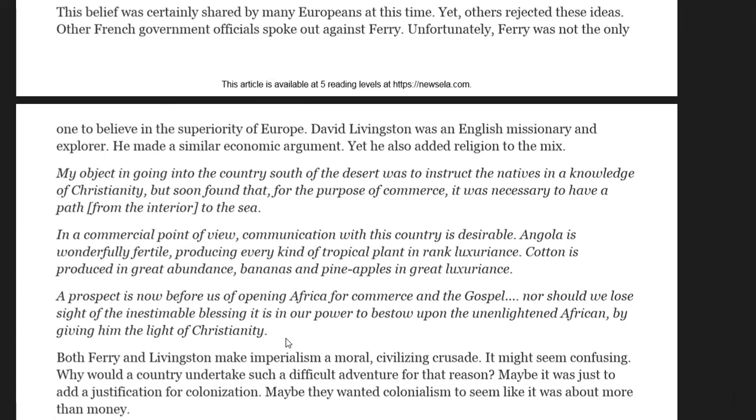The language is very difficult. It's from the 19th century, but in essence, he is just saying that it is critical to bring both religion and the economy to these other parts of the world to help civilize them, to help make them more than they are, to lift them up. And this becomes a very important justification for this imperialism.